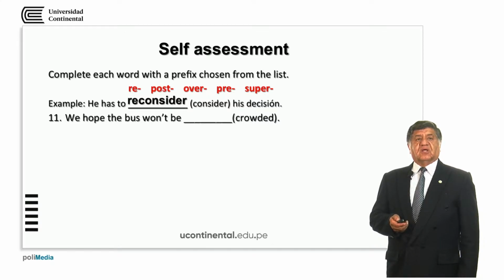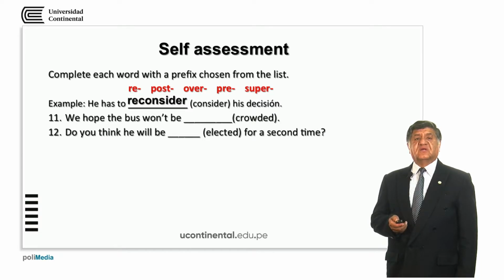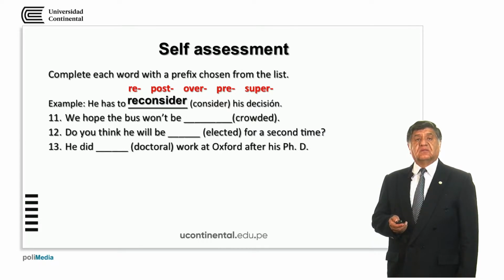We have also crowded in this example, number 11, crowded. Okay, crowded means full of people or something. Now we have elected. Elected is to receive votes from people in some area, or somebody chose or chooses you or whatever. Doctoral. What is the meaning of doctoral? It's a level, a degree of studies following masters.